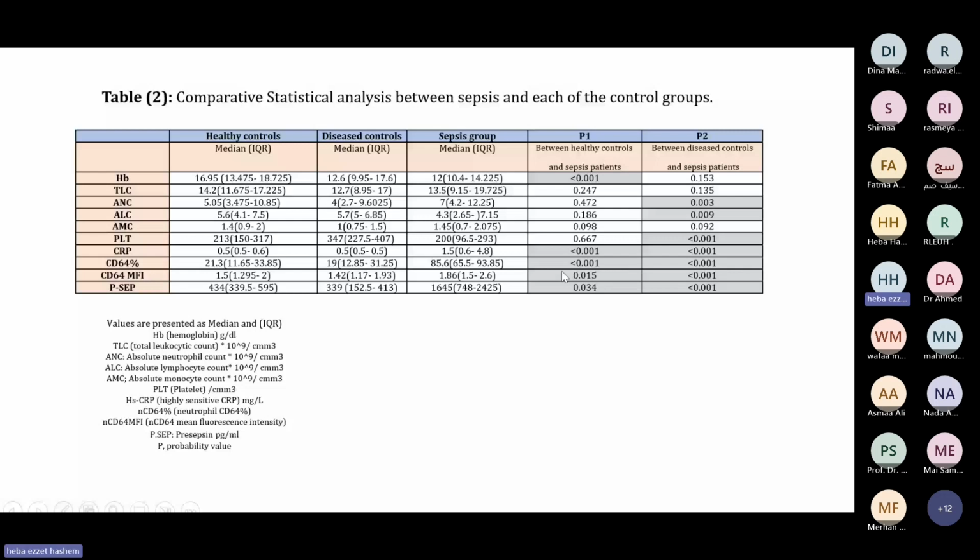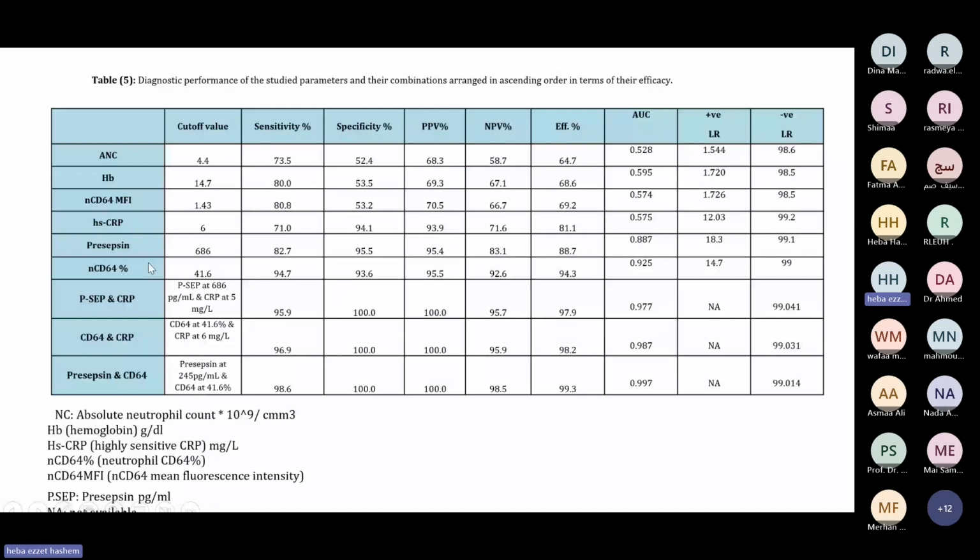Regarding the diagnostic efficacy, the highest sensitivity was achieved by CD64, followed by Procalcitonin, followed by highly sensitive CRP. But the best combination showing the highest efficacy in terms of sensitivity and specificity was the combination of Procalcitonin and CD64. But this combination cannot be available in all of our hospital's neonatal ICUs. So if both biomarkers are not available, we can use either Procalcitonin or CD64 combined with highly sensitive CRP as a second combination, also with good and promising results.